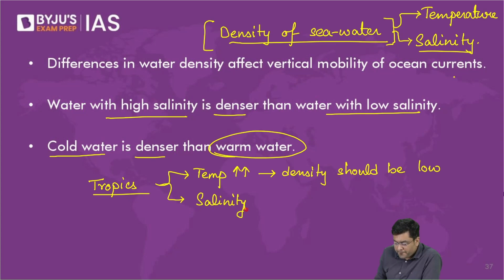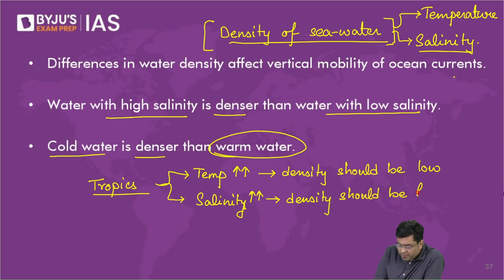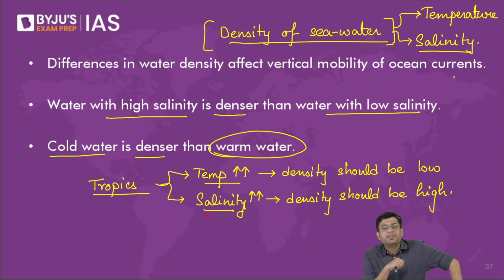What about salinity? Is the salinity level in the tropics high or low? It is the highest. The oceanic water salinity is highest in the region of the tropics. We have just now seen it repeatedly. So this is where it is the highest. So as per this, the density should be high. Okay. So as per the factor of temperature, density should be low. As per the factor of salinity, density should be high. What will be the outcome?